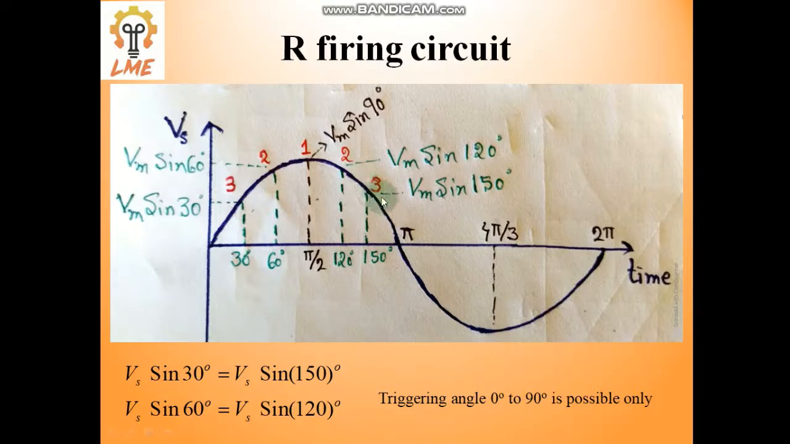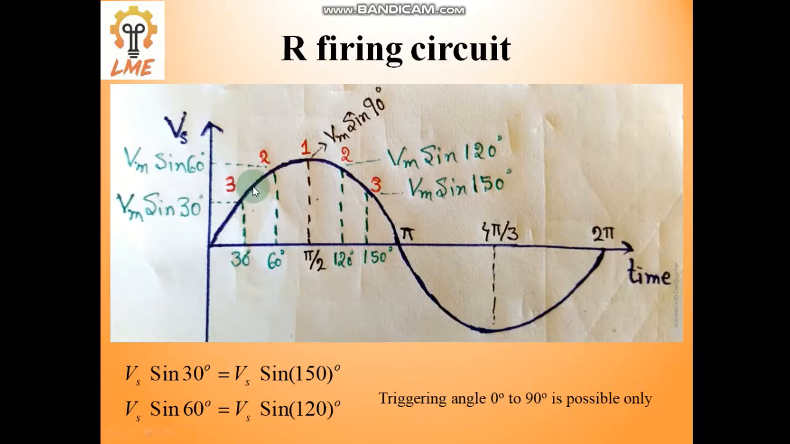Suppose we want to trigger the SCR at 150 degrees. For doing this we have to set the gate current to 3 ampere, and we start the supply. But as the supply increases, when it comes to this particular point, Vm sin 30 acts and triggers with the help of the 3 ampere gate current. It cannot reach 150 degrees, because Vm sin 150 equals Vm sin 30.